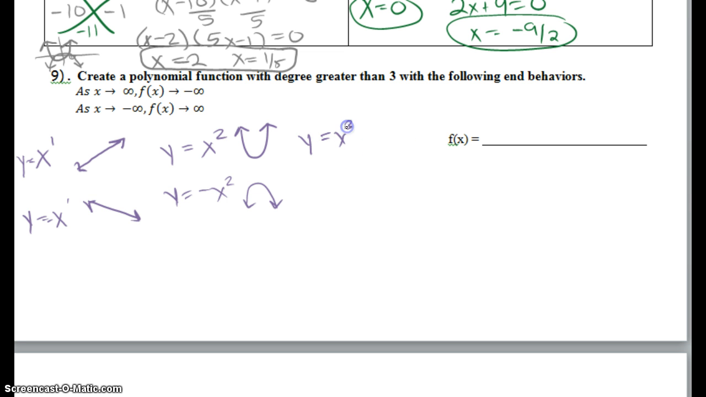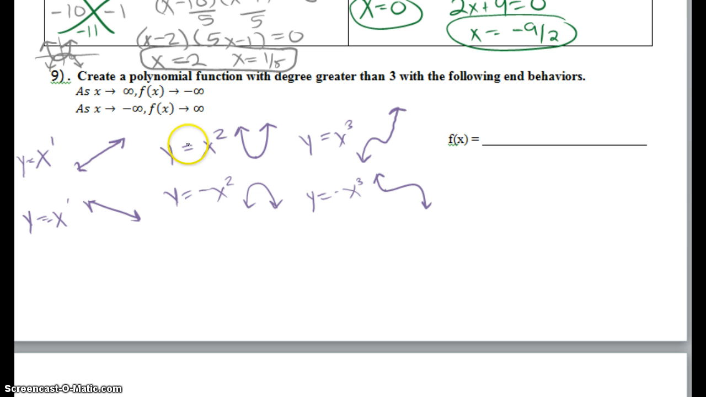The cubic is going to have 2 turning points. First power, linear, no turning points. Second power, quadratic, 1 turning point. The cubic, 2 turning points. So y equals negative x cubed looks something like this. 2 turning points.